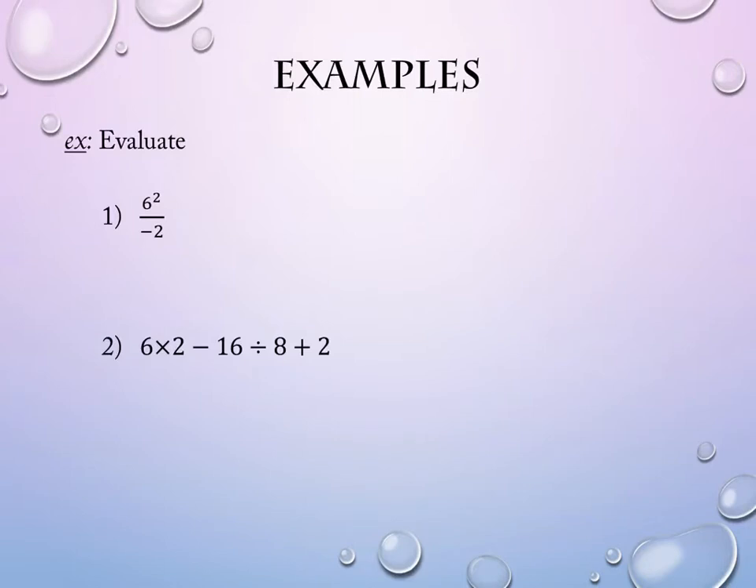So as you take a look at number 1, tell me what operations you see here. There's an exponent, right? And there's also division, right? So which of those two things should happen first, the exponent or the division? The exponent, right? Because the exponent comes before the division in our PEMDAS order of operations. So 6 squared, what is that? 36. So we'll do exponents first, and then we'll do the division. So what is 36 divided by -2? -18, exactly.